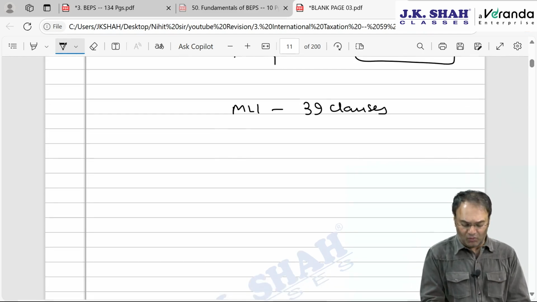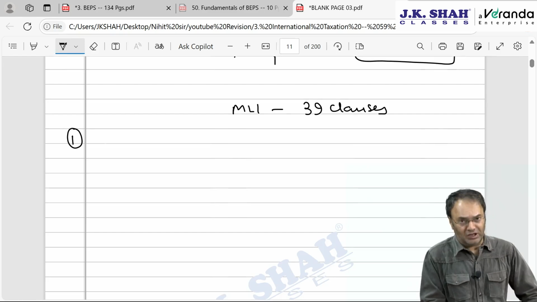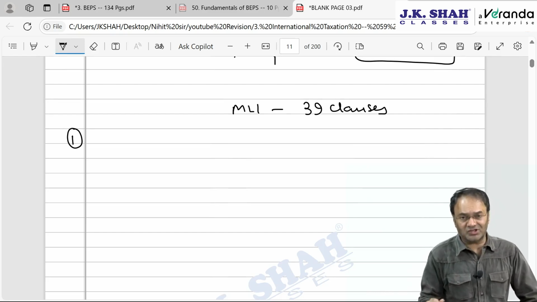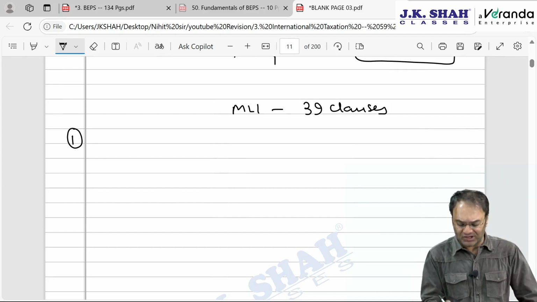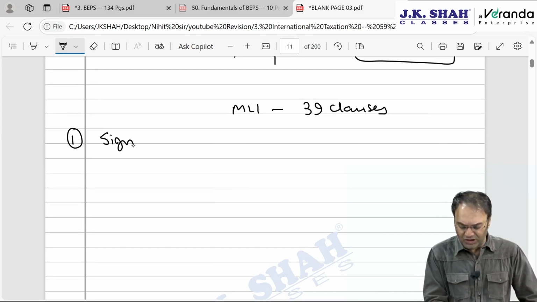So step number 1, what to do? If any country is interested, first you understand how the system works and some terminology like the compatibility clause, etc. Any country which is interested will have to sign. So if India is interested, India will have to sign BEPS MLI. Step number 1.